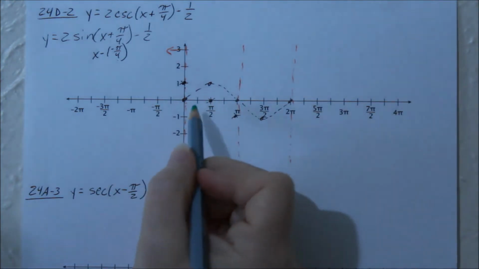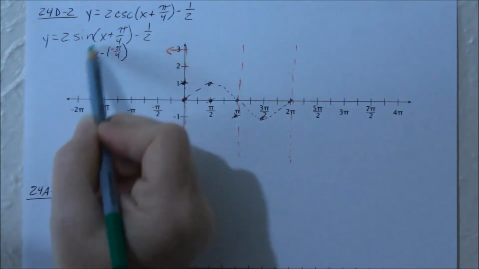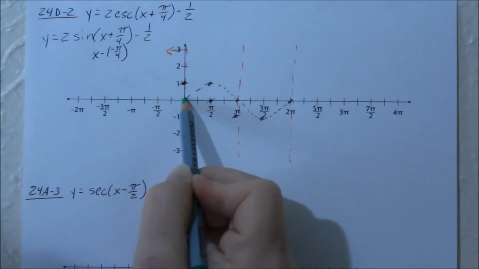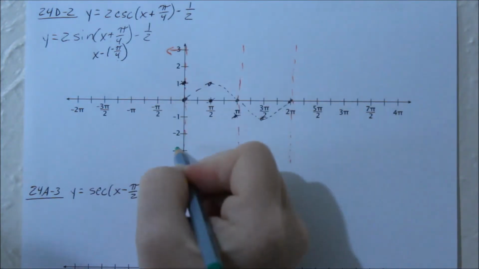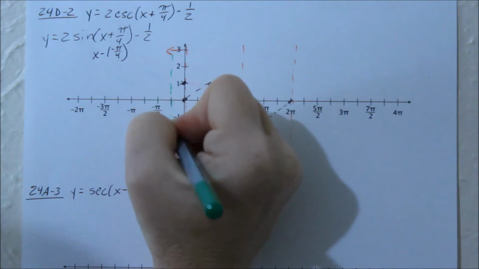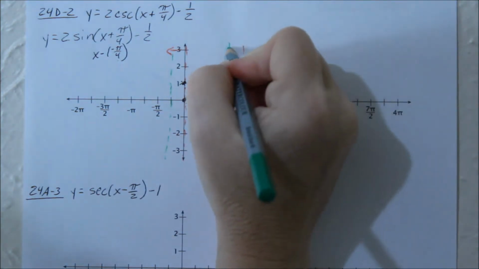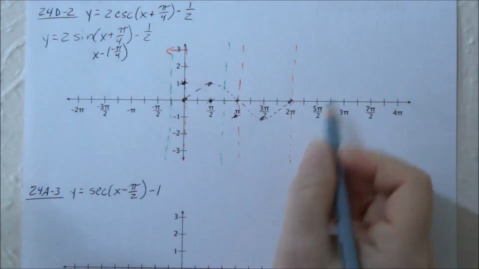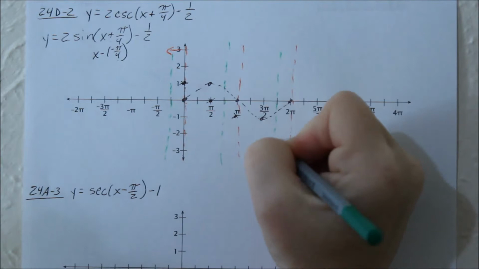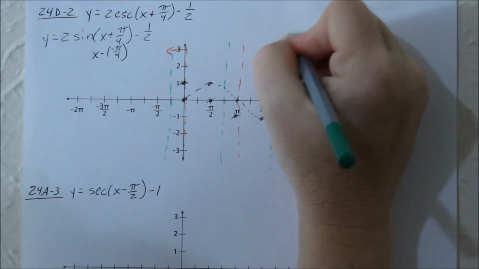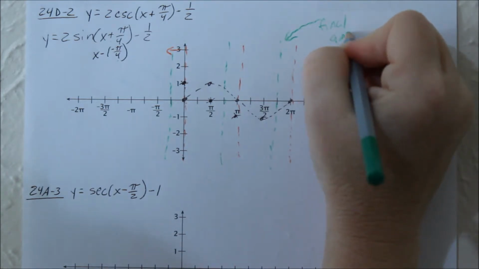So my new asymptotes, the asymptotes also have to shift because there's a phase shift. My asymptotes also have to shift pi over 4 to the left. That's 1 tick mark. So this asymptote here will now be here in the green. This red asymptote will shift to the left 1, which will now be there. This asymptote will shift to the left 1. Okay, so I'm going to go ahead and just label that the green will be my final answer.